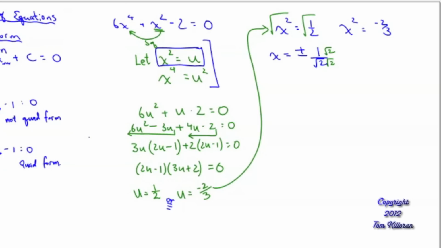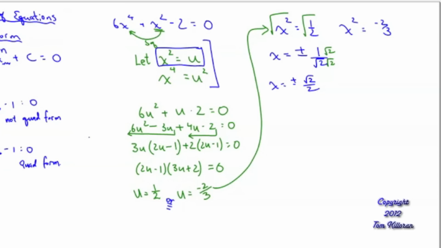So x equals plus or minus square root of 2 over 2. 1 over the square root of 2 is the same thing as square root of 2 over 2. If you ever get to pre-calculus, you leave it as 1 over square root of 2. But because we're in college algebra, square root of 2 over 2.